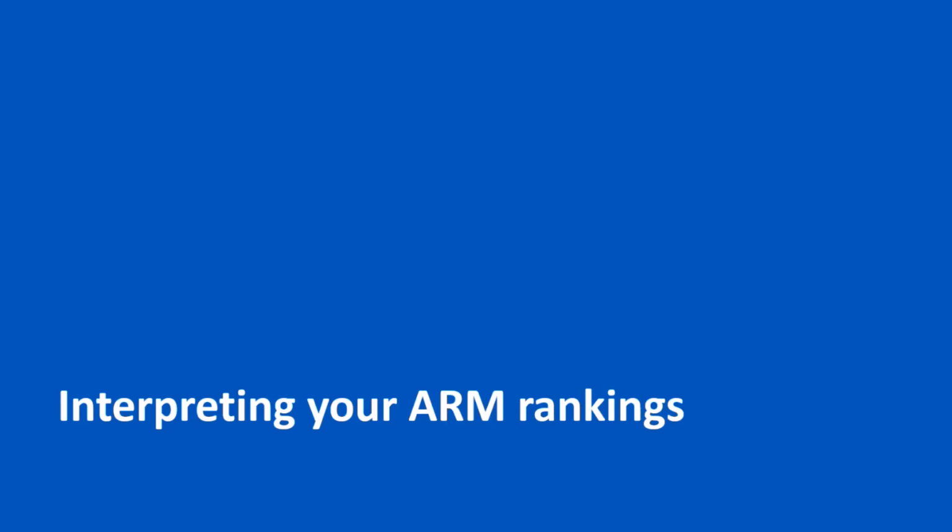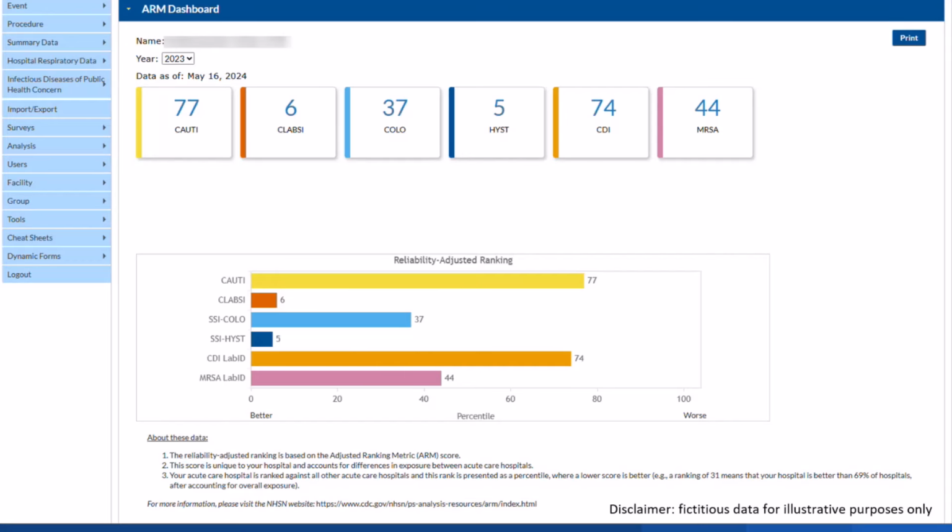So how do you interpret these ARM rankings? You go in and your dashboard looks something like this. How do you see where your facility is performing better or worse? Let's start with better. You're going to want to pick out the lowest number. In this particular case, this facility's best ranking is for SSI HIST. You can also look down at the bottom at that bar graph, and the bars closer to the side of the graph that says better are going to be the best rankings. So again, SSI HIST followed very closely by CLABSI.